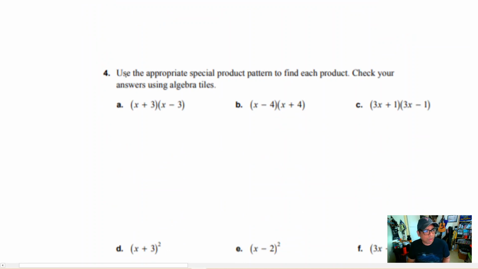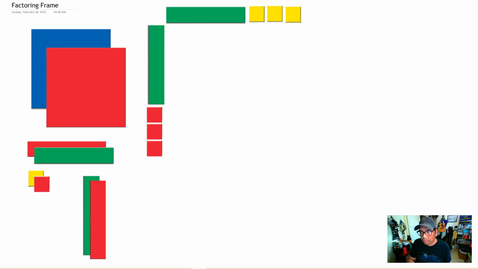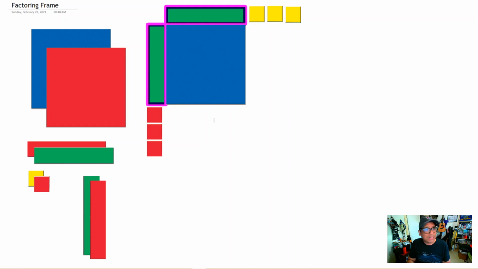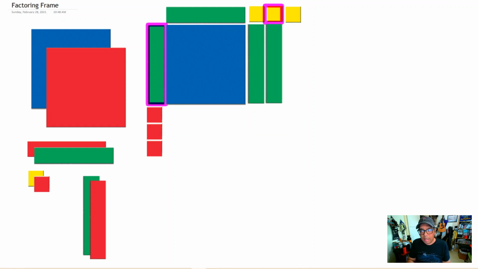Okay, here's more. Let's do letter A. That's the sum and a difference. You've got x, you've got +3, and you've got -3. Over here in the algebra tiles, we'll go ahead and do the multiplication. X times x, that's x squared. X times 1 is x. X times 1, x again. And x times 1 is x again.